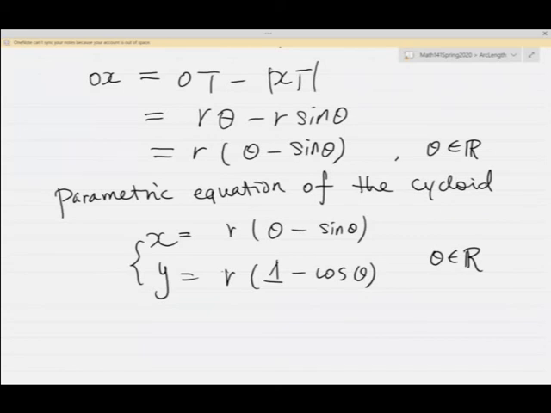Let me give a remark about this cycloid. The cycloid is, in some sense, important physically.